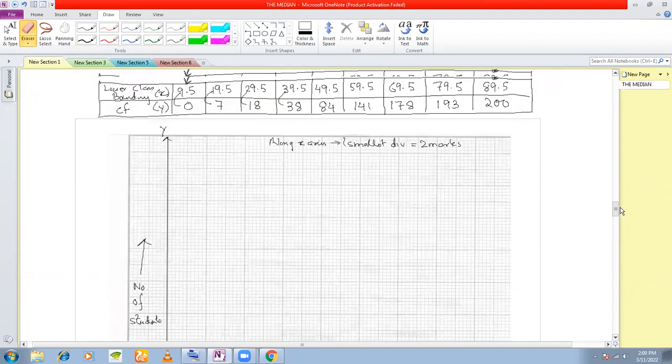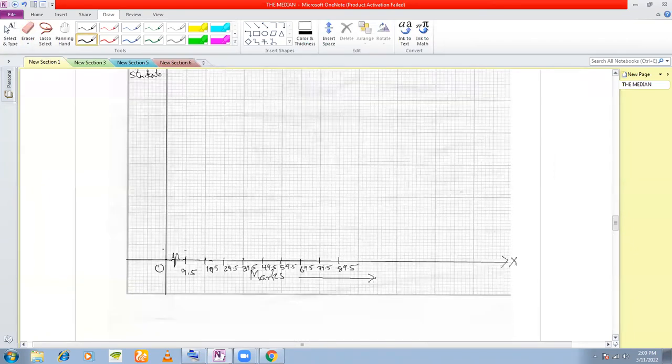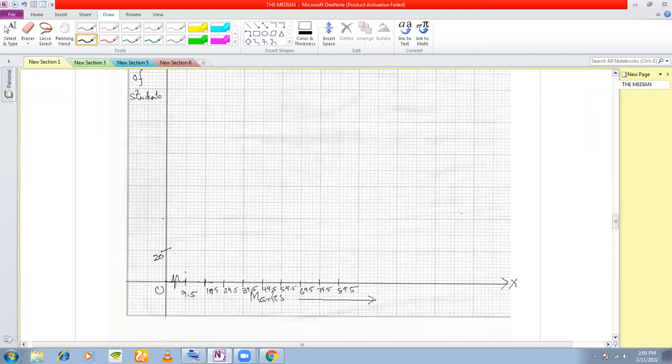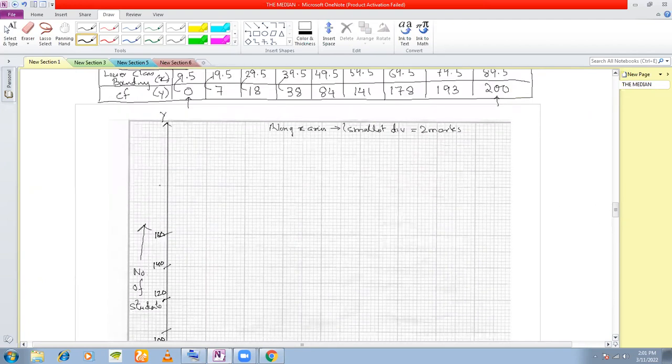Now, once we have decided on the scale in the x-axis, we are going to decide the scale in the y-axis. In the y-axis, you plot the cumulative frequencies, which start from 0 and end with 200. So if I start with 20 here, just like the earlier scale, you have 40, 60, 80, 100, 120, 140, 160, 180, and finally 200.